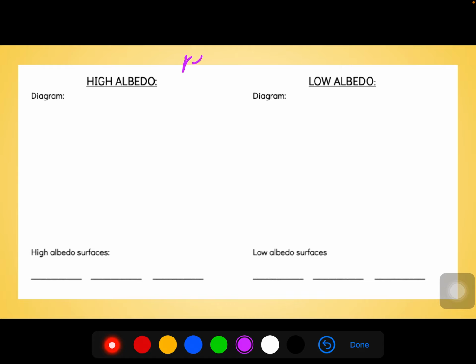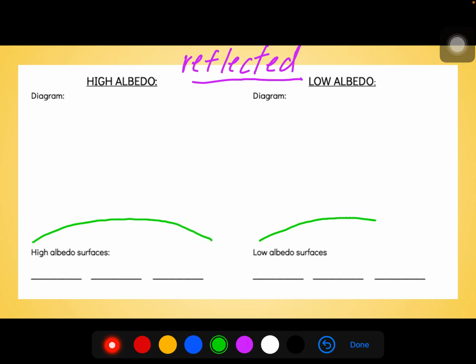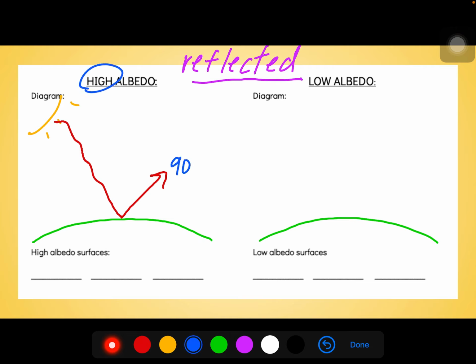So we're going to draw an example here, keeping in mind our focus is about light being reflected. And we're going to do that for both high albedo and low albedo. So we're just going to draw some land here, a surface, and we have the sun. And we're looking at how much light is being reflected again. So in a high albedo situation, we have a large percentage of the light coming to the earth being reflected, which means a small percentage of that light is being absorbed.